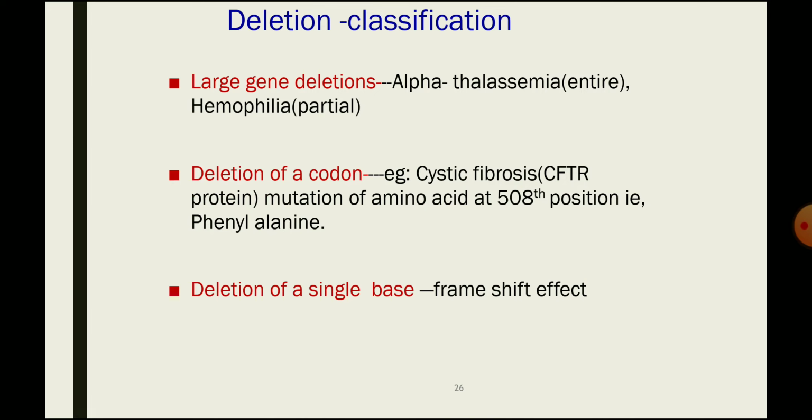Then hemophilia, partial deletion. Then the deletion of a codon that is occurring in this example is cystic fibrosis, CFTR protein, mutation of the amino acid 508 position, that is phenylalanine, completely deleted, and that deletion of codon produces CFTR protein, an abnormal protein type, and that is the cause for the cystic fibrosis. Then deletion of a single base, that is in the previous example like that, frameshift effect will be there. So abnormal protein may be produced.